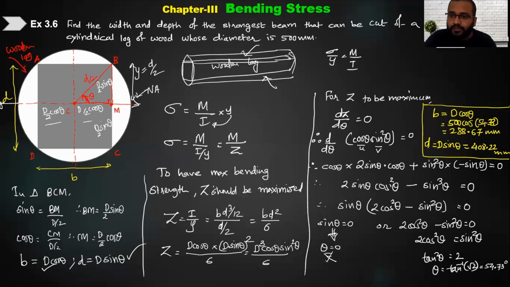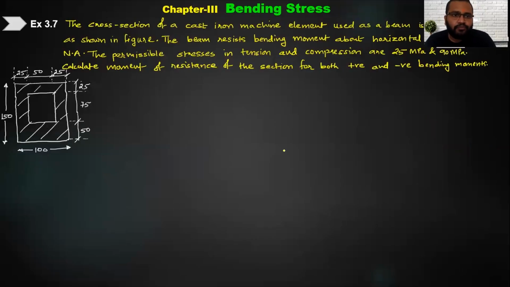Now let's go to the next one. We have a particular section. See what the question says: a cast iron machine element is used as a beam, but the cross section is not uniform. It is manufactured as per the requirement, so the dimensions are given. The beam resists bending moment about the horizontal neutral axis. The permissible stresses in tension and compression are given.